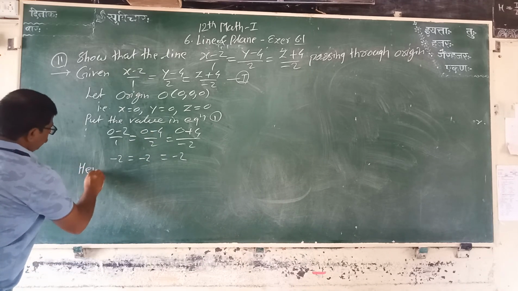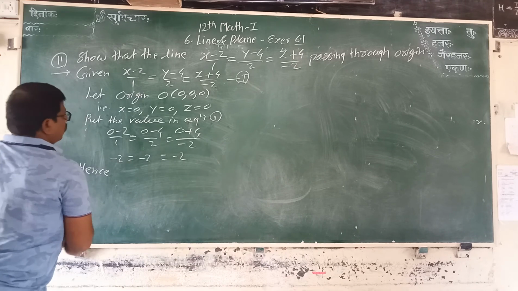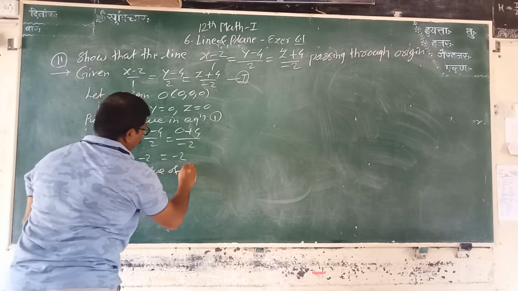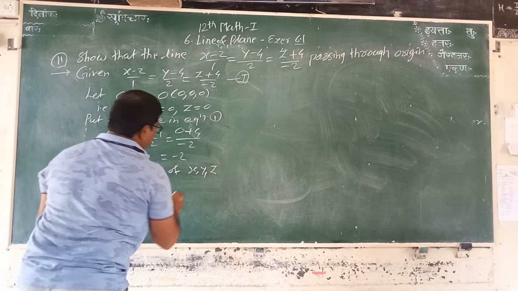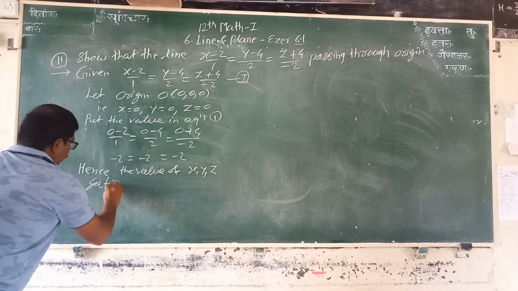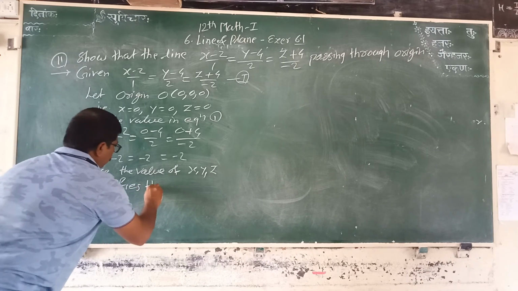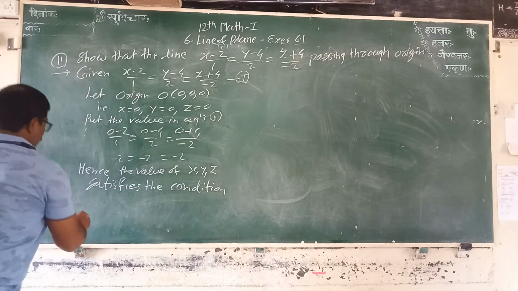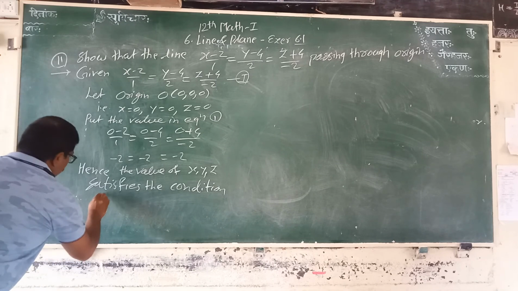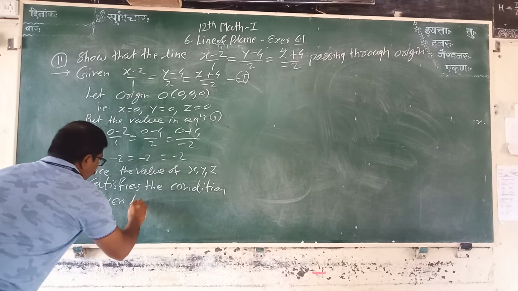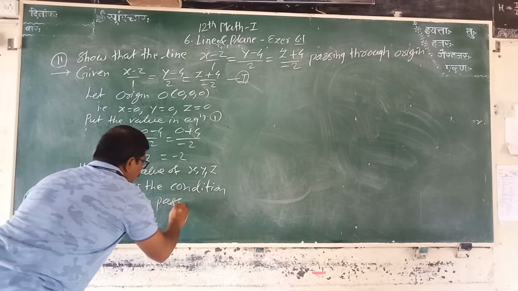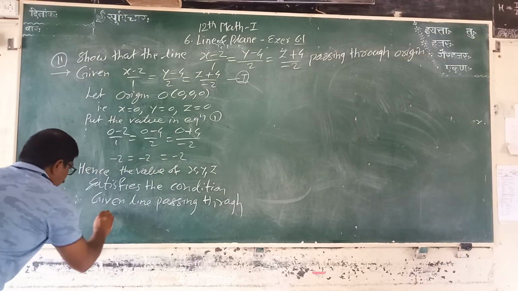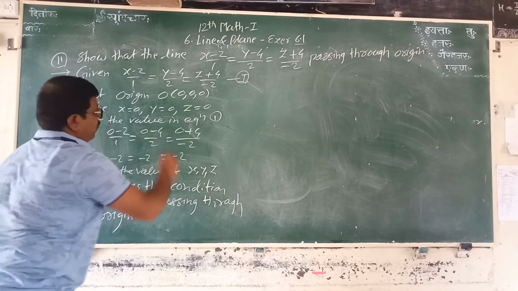Hence, the values of x, y, z satisfy the condition. Therefore, the given line passes through the origin. This is the answer.